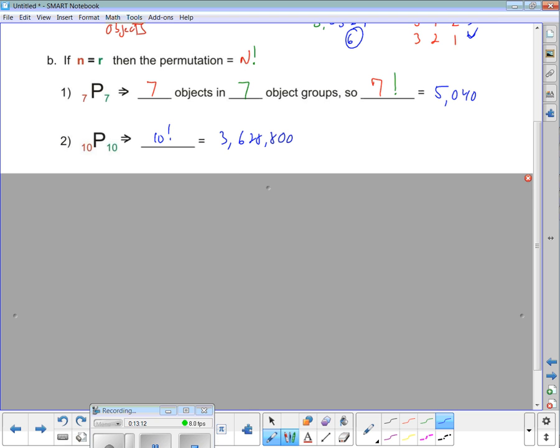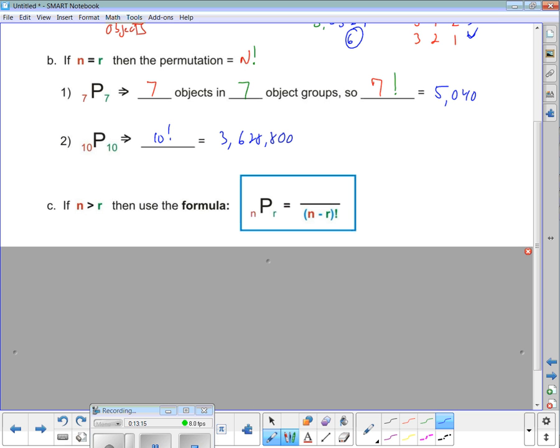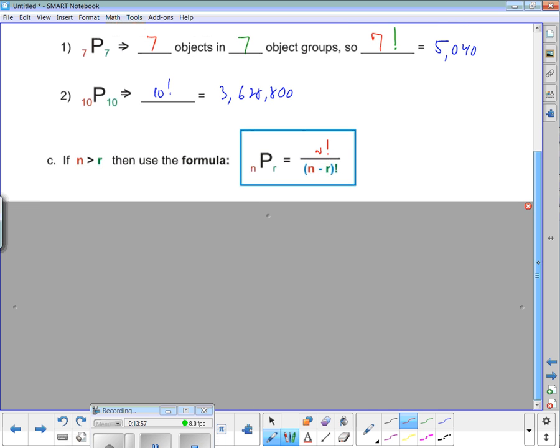Well, of course, there's a formula for when n does not equal r, and this is the more common situation. Now, n's always going to be greater than r. If you only have 5 objects, how can you put them in a 7 object group? You can't. But you can take from 7 objects and have 5 object groups. So n's always got to be greater than r, and the formula is real simplistic. The top is n factorial, the total number of objects. The bottom is subtract the number of objects in each group from the total number of objects and take its factorial. Pretty simplistic. That's easy to remember, and you really should remember the formula.